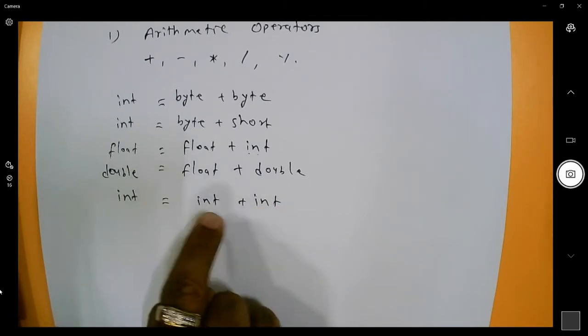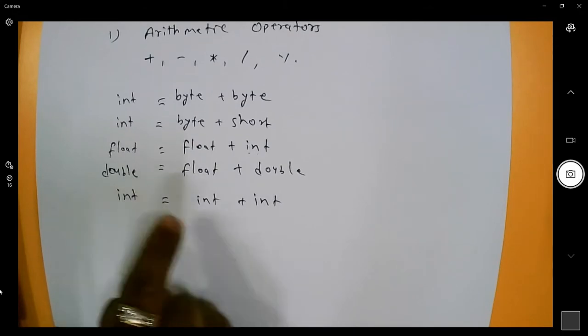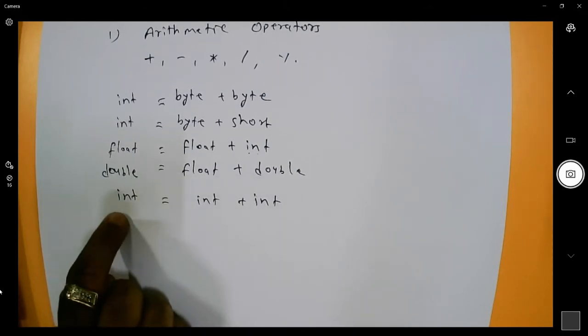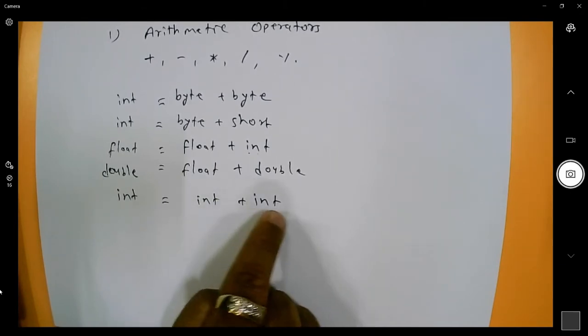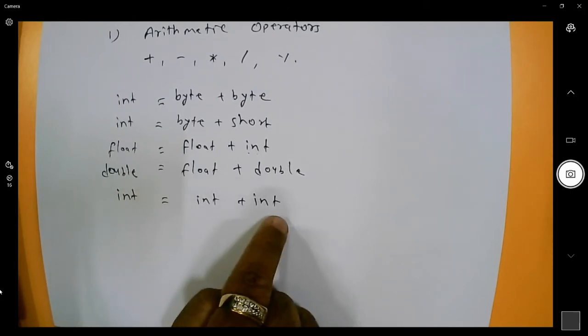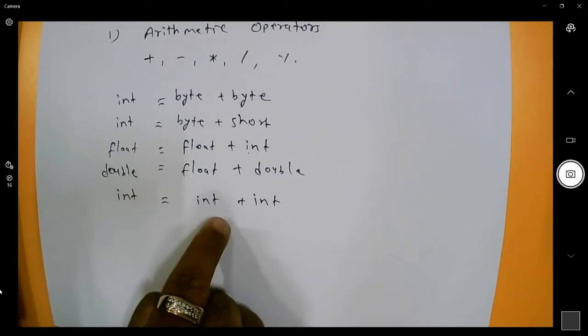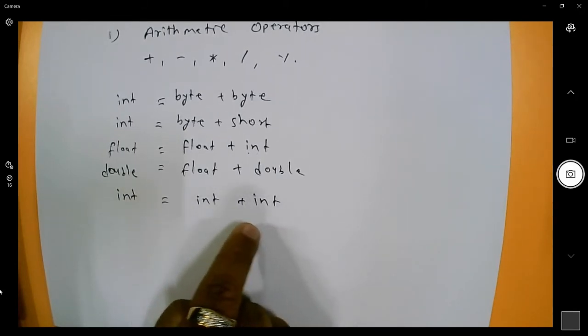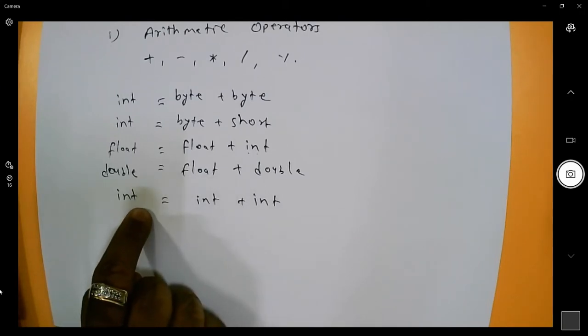For example, float plus float, result will be float. Double plus double, result will be double. Long plus long, the result will be long. But if it is a type lower than integer, meaning byte plus byte, the result will be integer. And if it is short plus short, then also the result will be integer. It means for types lower than integer, the result will be at minimum integer.